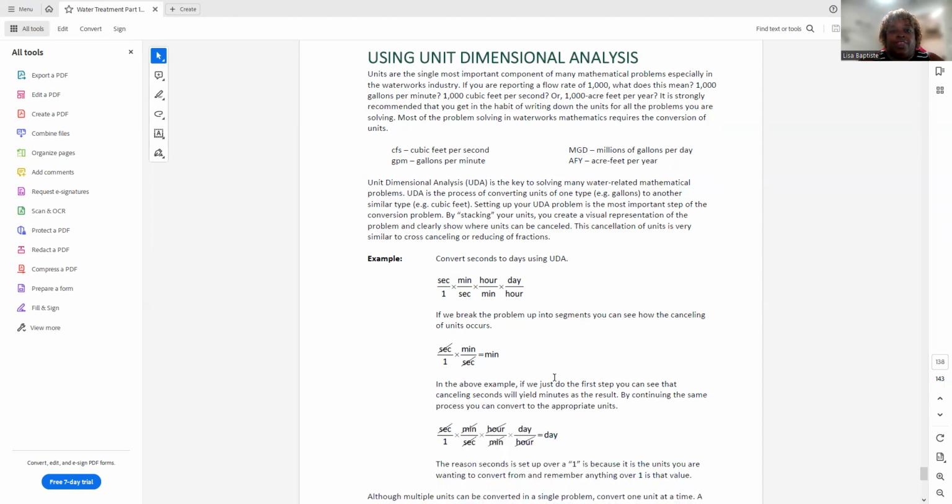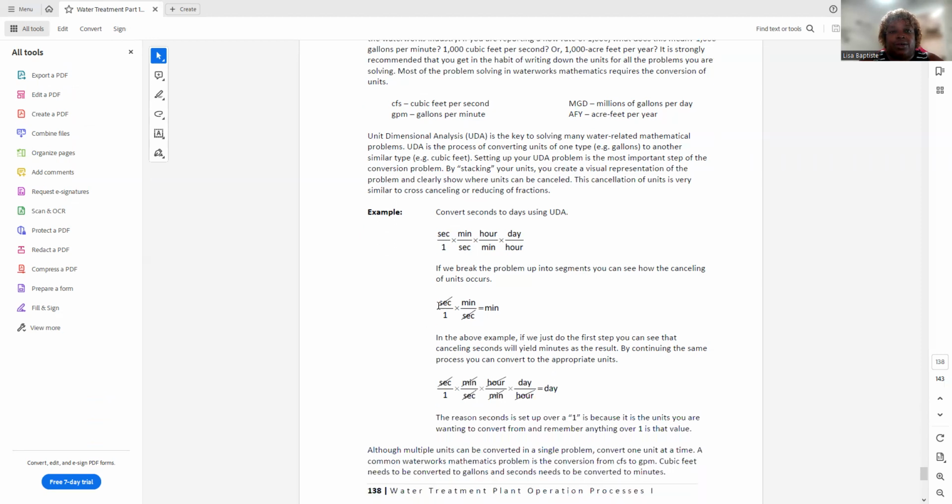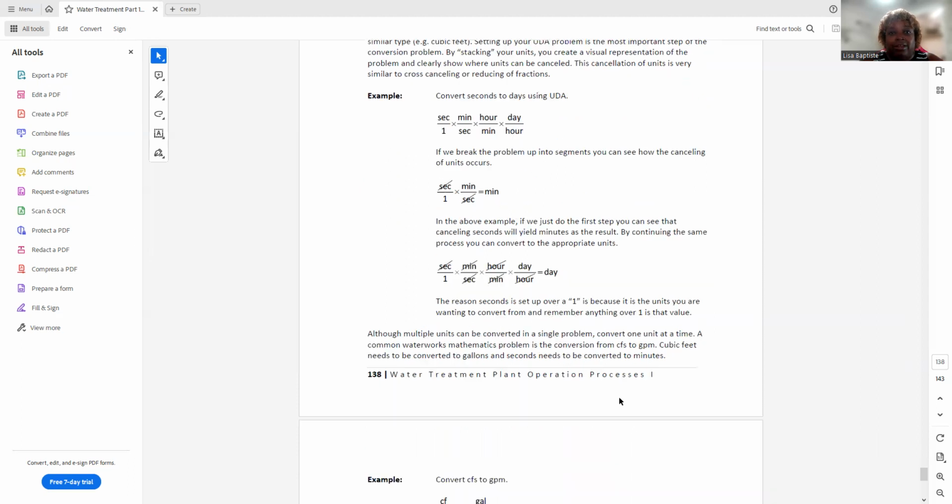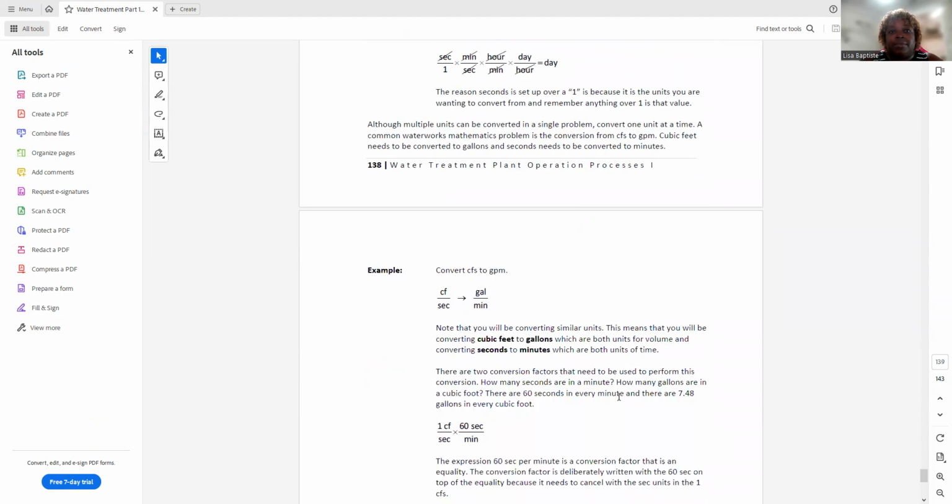So let me show you what that crossing out looks like. And so we start out with seconds. Our seconds go to the bottom. When we cross them out, all we're left with is minutes. So then we cross out our seconds. We can cross out our minutes. We can cross out our hours, and we end up with days. So that's how we go from seconds to days. Whatever unit is not canceled out, that is the unit that we are desiring. So it's very important that you set up your problems correctly. All right, so let's look at a particular example.